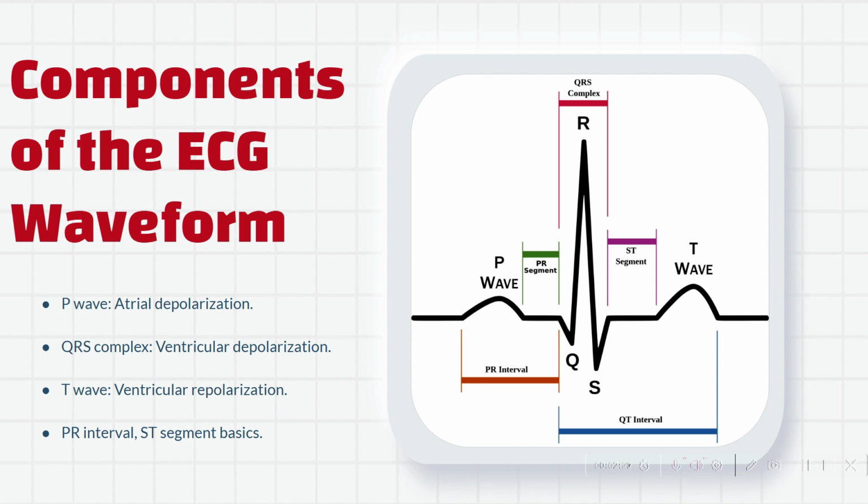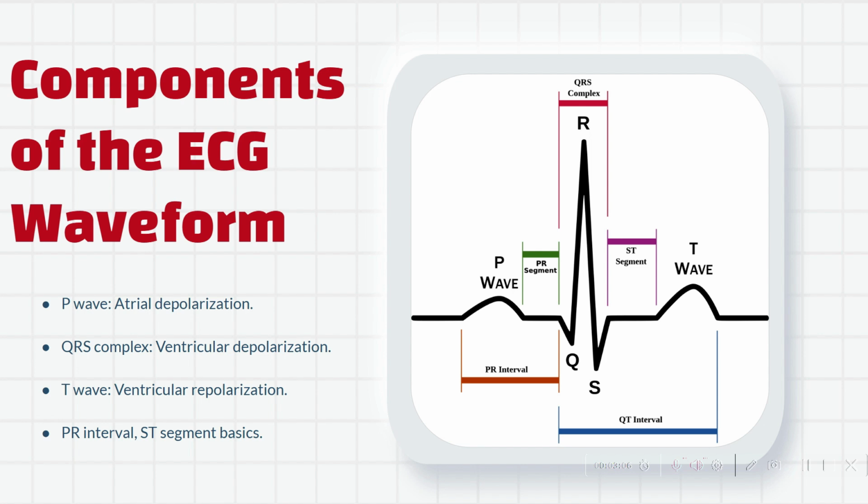The QRS complex represents ventricular depolarization, the rapid spread of electrical impulses through the ventricles, triggering their contraction and the pumping of blood to the lungs and body. This complex is typically the most prominent part of the ECG and occurs quickly due to the large muscle mass of the ventricles. After the ventricles contract, the T wave appears, indicating ventricular repolarization, or the recovery phase when the ventricles prepare for the next contraction.